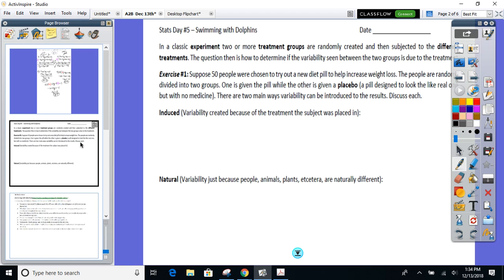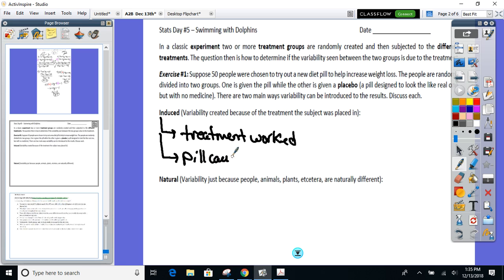So I want to talk first about the different types of what's called variability. There's induced, and then there's natural. Why did the pill group lose weight? All right. By induced causes. Here's what I mean by induced. The treatment worked. It was because of the pill. Treatment worked. Meaning, again, the pill caused the weight loss. That's what we mean by induced causes. Yes, the pill did cause them to lose weight.